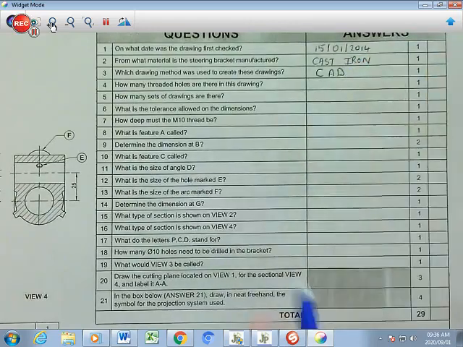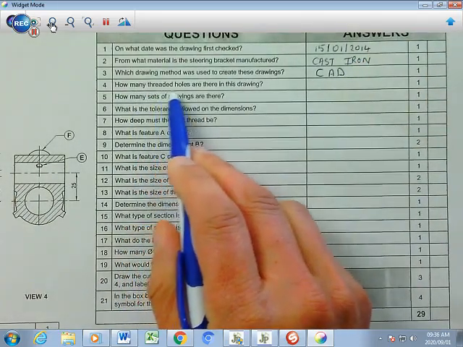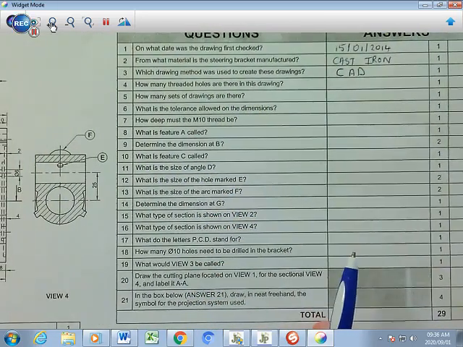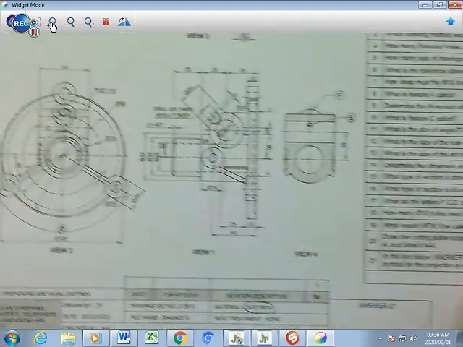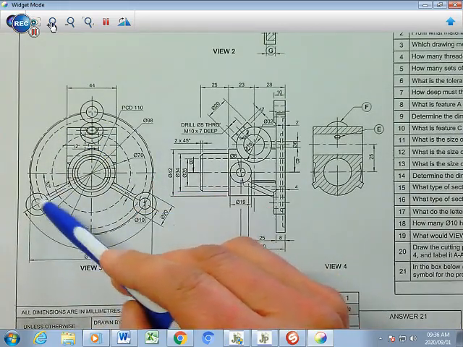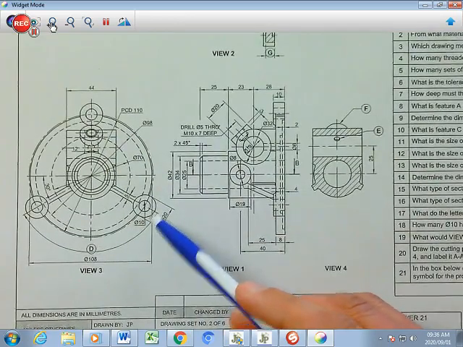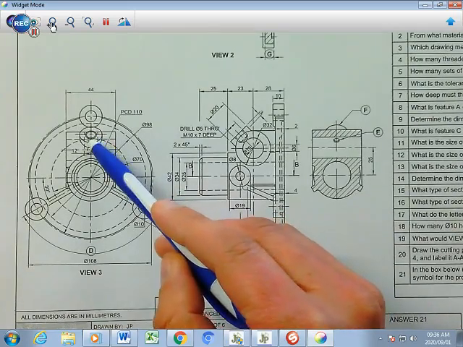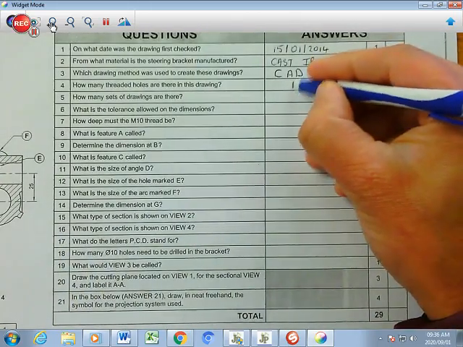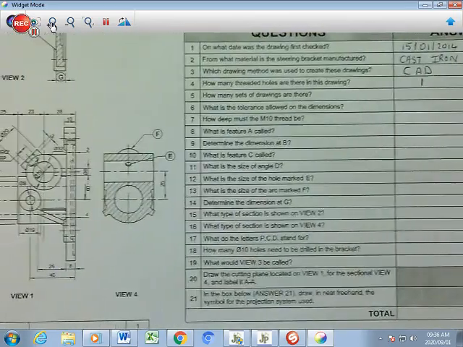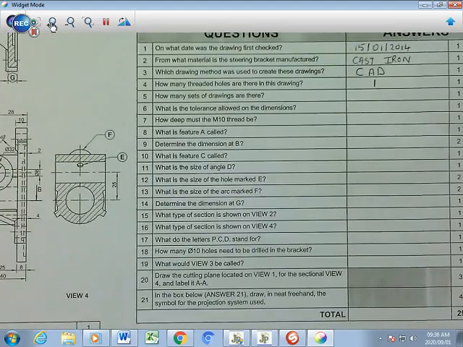It's a CAD drawing. Right, and the next one, how many threaded holes are there in the drawing? That's number 4. So you are going to find a lot of holes there, but because they are just single line holes, it means that they are not threaded. It's only going to be here that you're going to find a threaded hole, because it has a double line there. So your answer is going to be 1. So you're going to be looking for a double concentric circle, a circle within a circle close by, which allows for the thread. Okay, let's go to the next one.